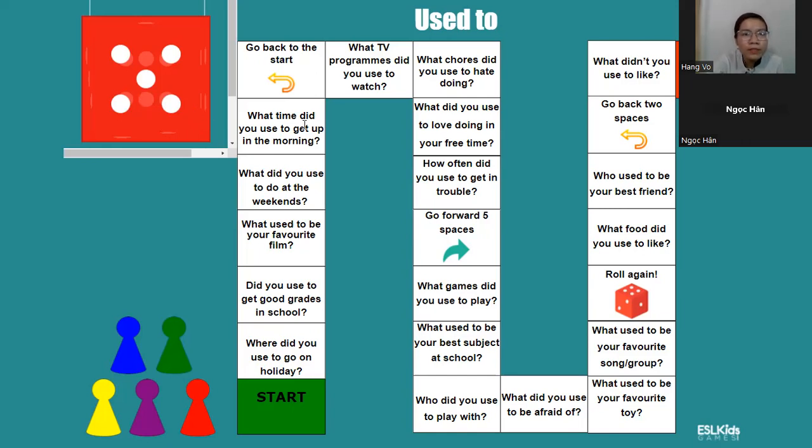Now, can you draw something here to mark your way so that we know where you are?